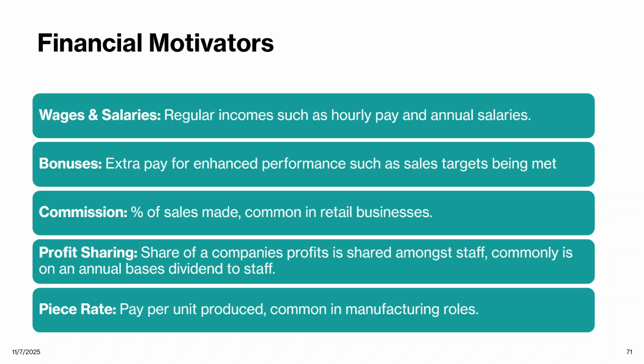So there are two key types of motivation. We have financial and non-financial motivators. Let's now look at some financial motivators. We have wages and salaries. This is regular income, such as hourly pay and annual salaries. We also have bonuses. This is extra pay for enhanced performance, such as sales targets being met. We have commissions, which is a percentage of sales made. This is common in retail businesses.